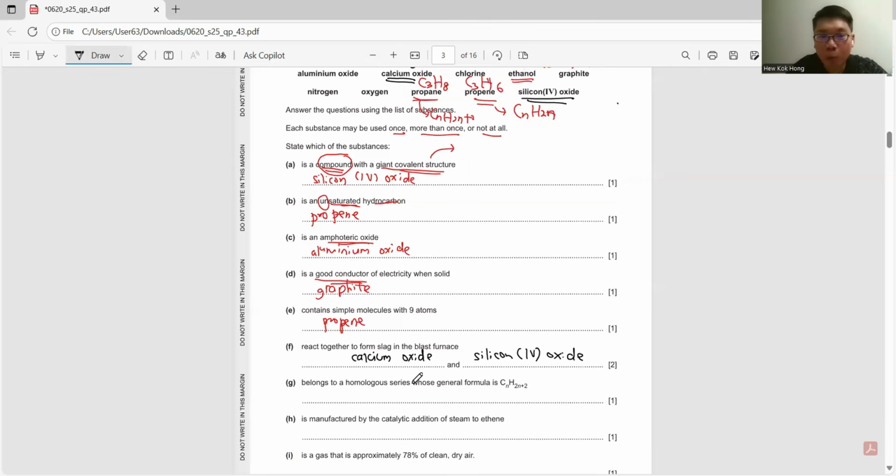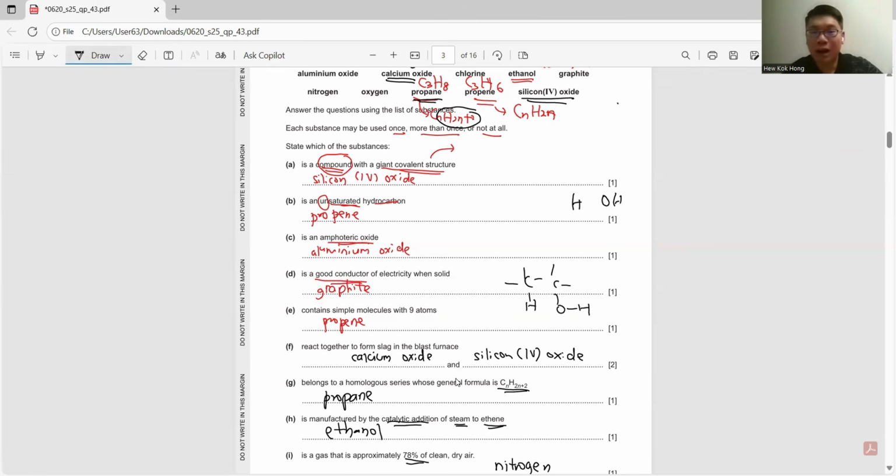Next, belongs to a homologous series whose general formula is CnH2n+2, so we know it is an alkane. So choose propane. Then, manufactured by catalytic addition of steam to ethene. After we add steam, which is H and OH, the H and OH will attach here. Then it will form ethanol. Next is a gas approximately 78% in dry, clean air. It's nitrogen, the highest percentage in dry, clean air.